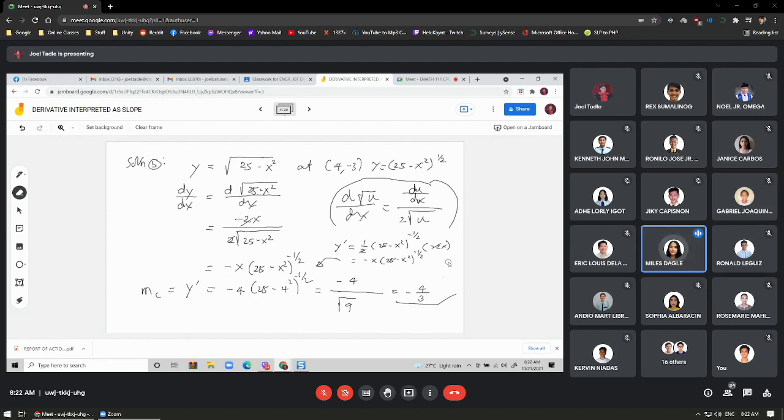Then, the same, substitute 4 for x, since the value of y is the same. So, same answer. Negative 4 over 3.